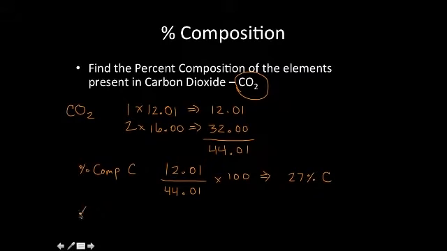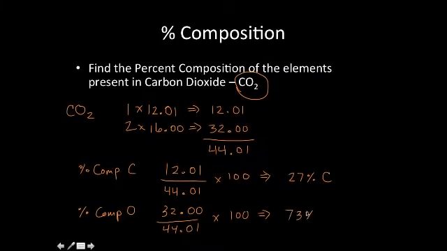We can go ahead and do the same for oxygen. Percent composition for oxygen. We take the calculated mass of oxygen in our molecule, 32.00. Divide that by 44.01. Again, our calculated molecular mass of our compound. Multiply that by 100, and I find out that I do indeed have a percent composition of 73% by oxygen. So these right here would be your final answers.